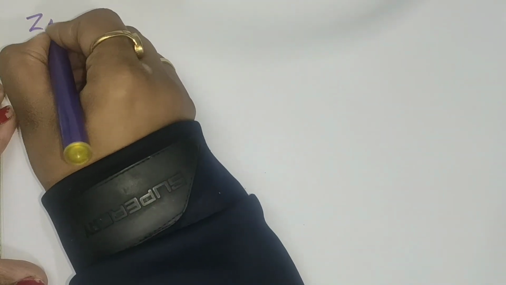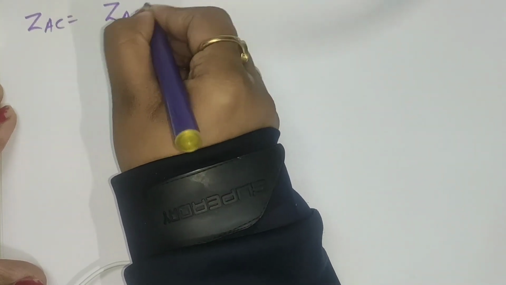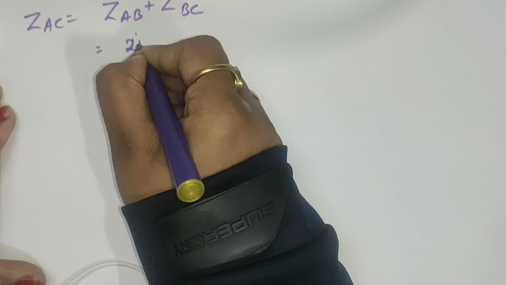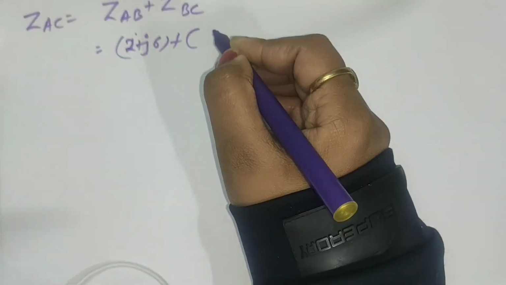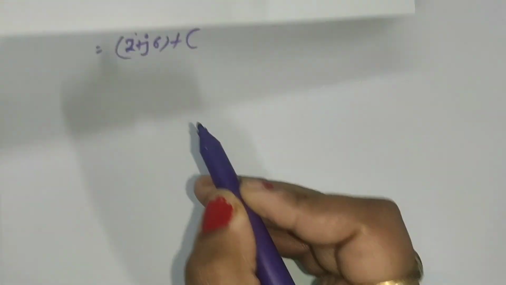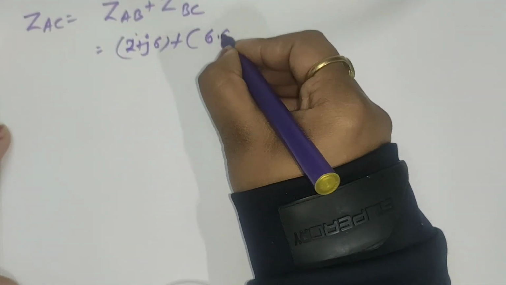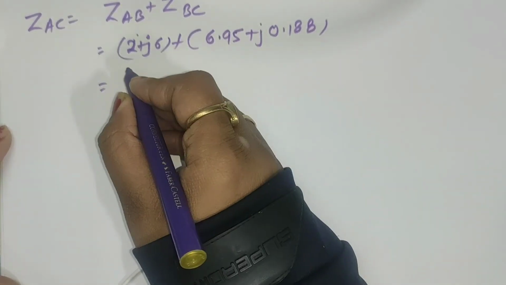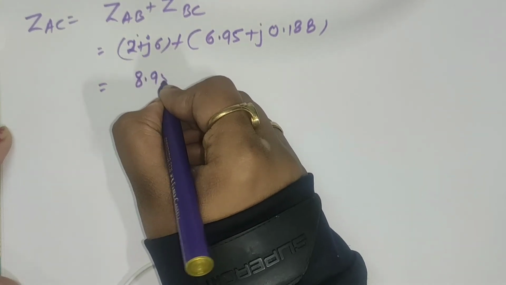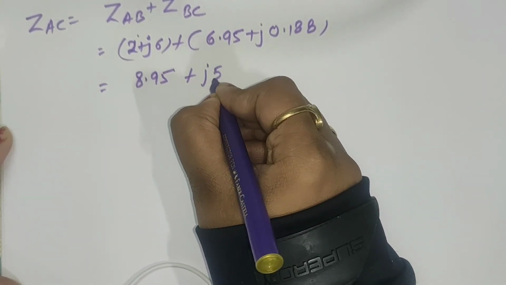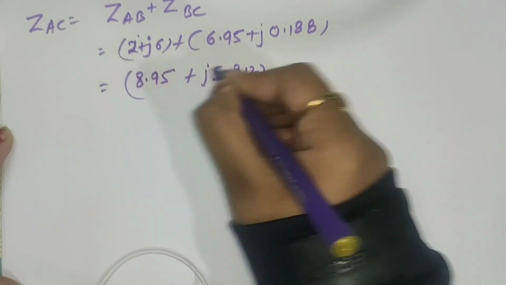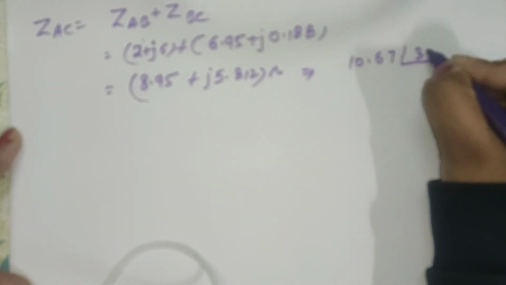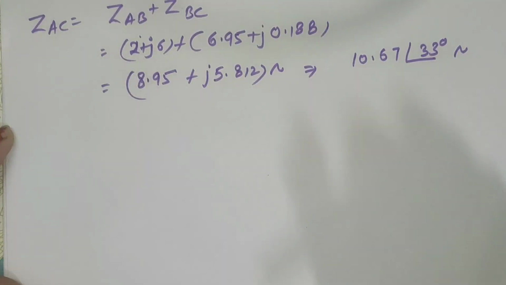So ZAC will be ZAB plus ZBC. ZAB you have, that is 2 plus j6, plus, that's why we changed into complex form, because ZBC was also in complex form, 6.95 plus j0.188. Okay, if you solve this, it is very easy. That is 8.95 plus j5.812 ohm. This is the complex form. If you change into polar form, that is 10.67 angle 33. You can also use a calculator directly to change into complex and polar form.